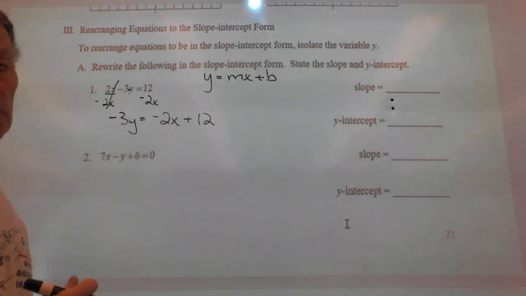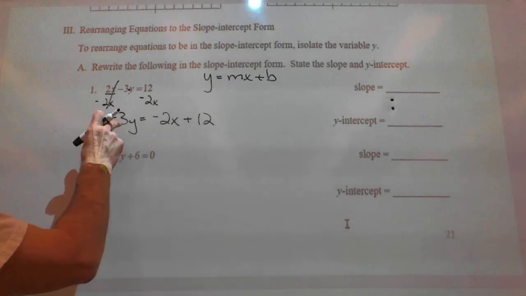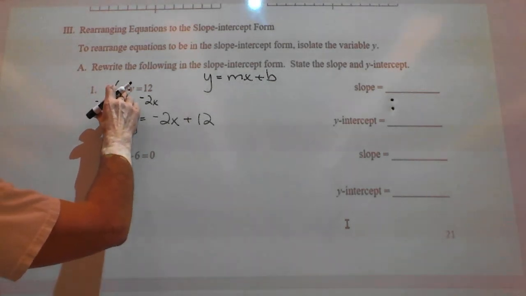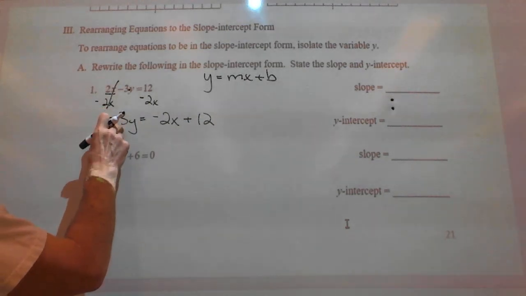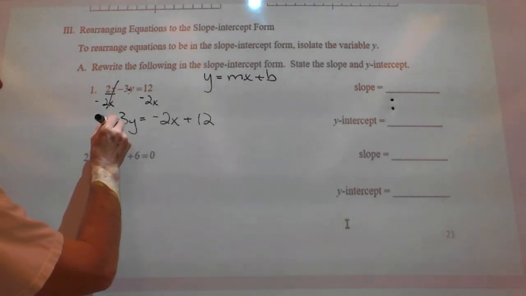They're not like terms. Okay? Great, we got rid of the 2x. Now let's get rid of this minus 3. Notice the subtraction stays with the 3. So, to get rid of this negative 3, since it's multiplied, we have to divide.